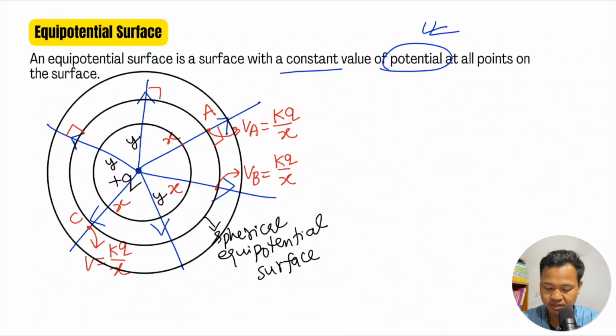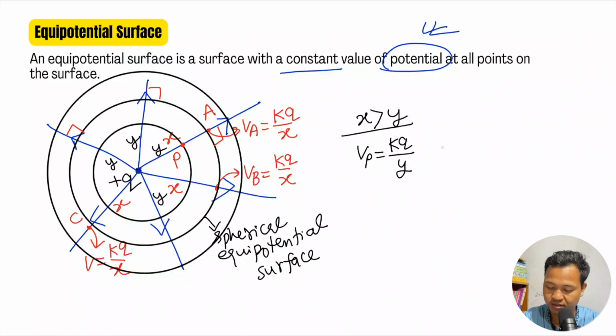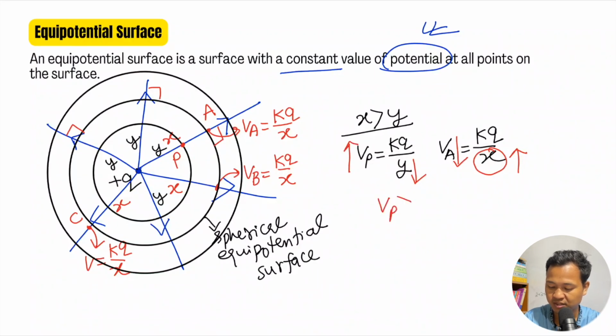Suppose point P is here, at a distance of y. Here V at P is kq divided by y, and V at A is kq divided by x. Since y is less than x, if the denominator is greater, the overall value is lesser; if the denominator is lesser, the overall value is greater. So Vp is greater than Va.